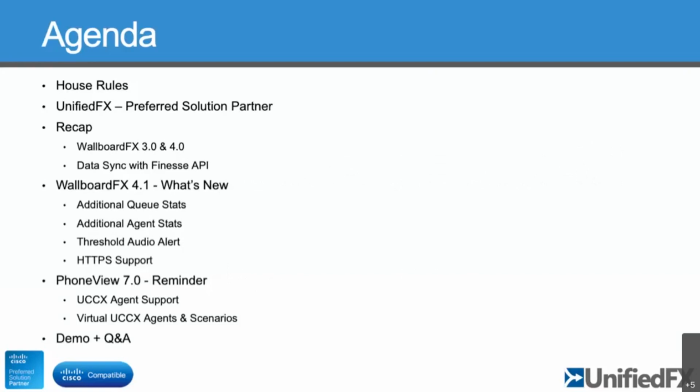The agenda, as you can see there, is really just a quick recap of some of the existing features and functions that we've added over the last little while. And then we'll talk about some of the more recent features that were added, in particular how we work with agents and queues, etc., and some additional stats that we're able to obtain. And also from PhoneView 7.0 and above, we added a form of integration with UCCX as well.